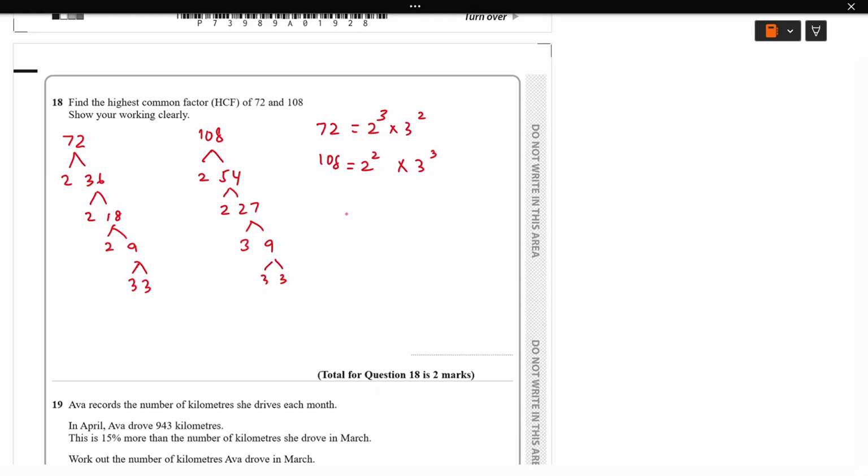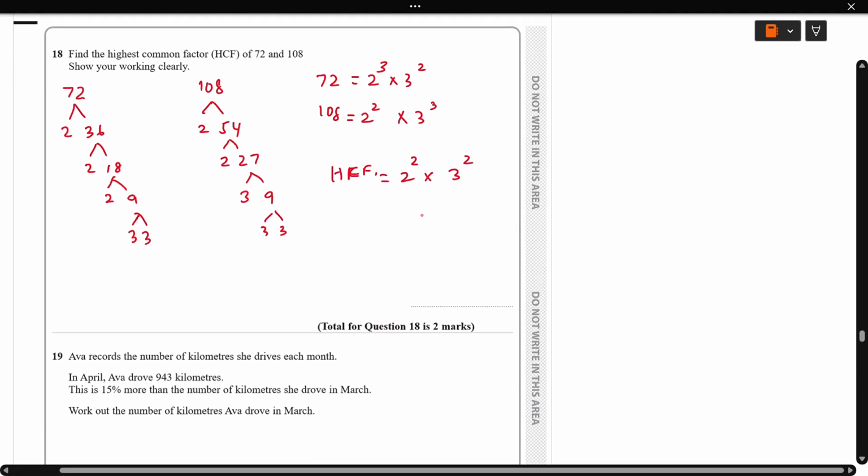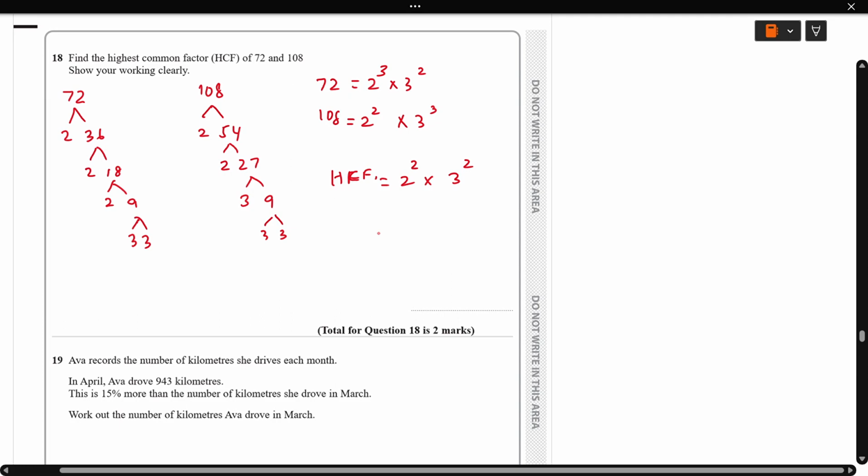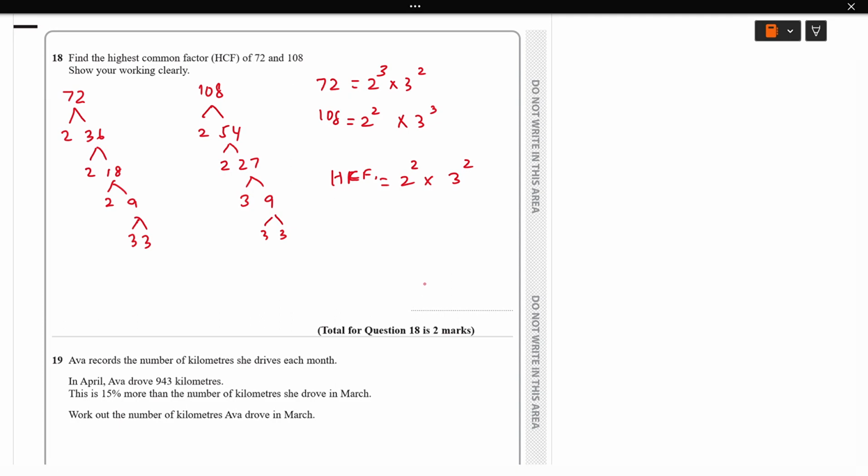Now the HCF is going to be the least power. So 2 cubed and 2 squared, the least is 2 squared. And here 3 squared and 3 cubed, the least power is 3 squared. So the answer is going to be 2 squared and 3 squared, which is equal to 4 times 9. The answer is going to be 36. So 36 is the answer.